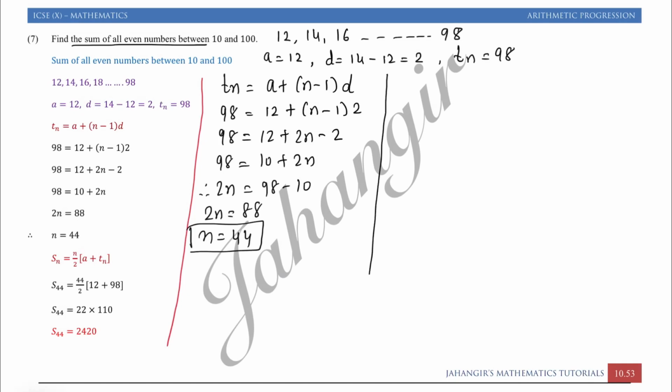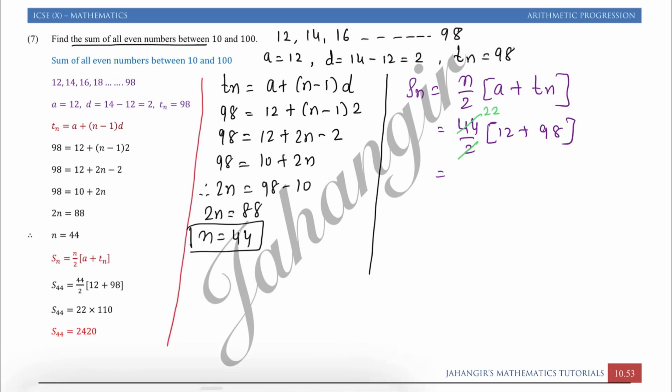Now we have to find its sum. So I can write Sn is equal to n by 2 into (first term plus last term). So n is 44 by 2, my first term is 12 plus last term is 98. So 44 upon 2 you can cancel out as 22.